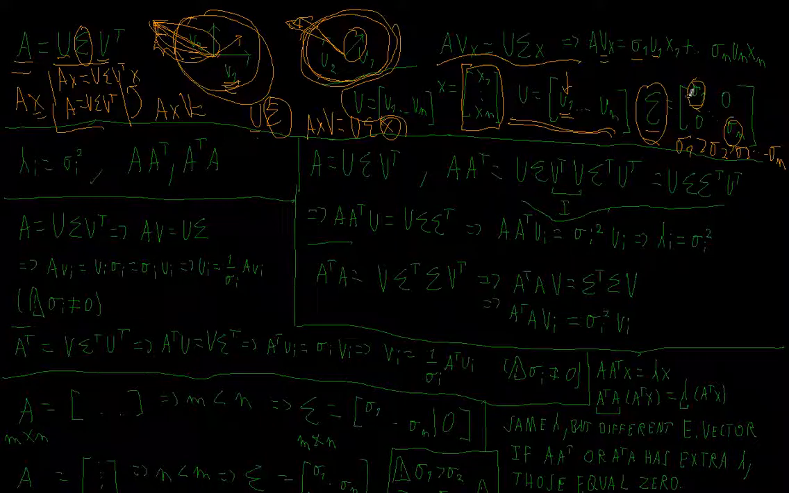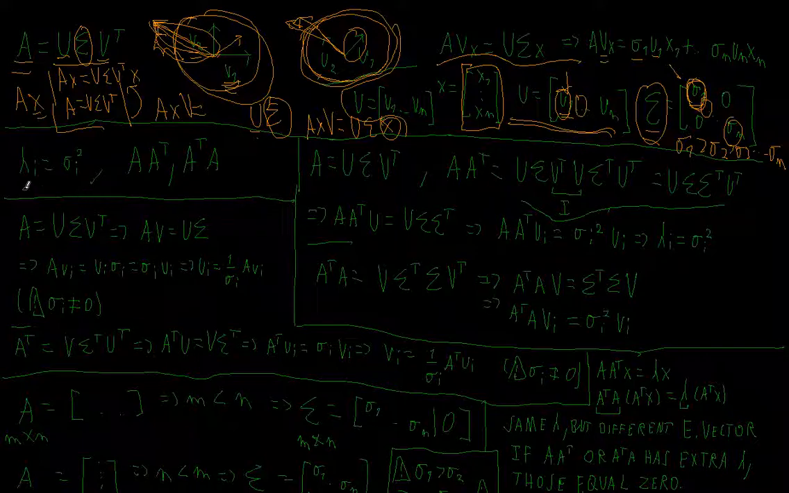Like so, if we put the strongest value of sigma 1 here, we will put the eigenvector associated to this sigma 1 in the first place. If you put the sigma 2 here, so the second strongest value, we will put the eigenvector associated to this sigma 2 in the second place.